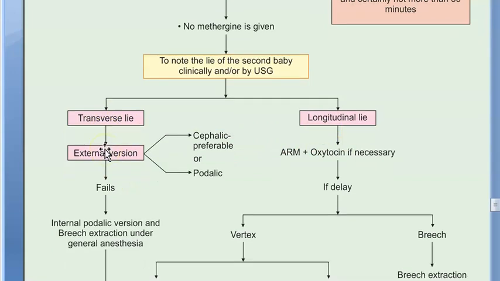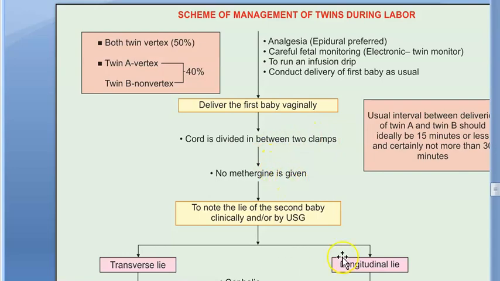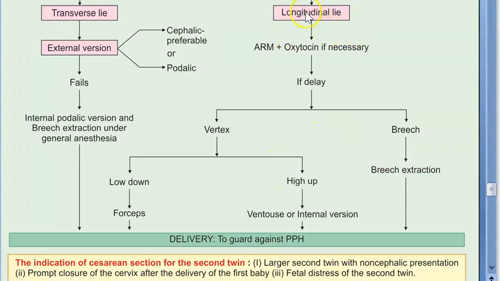Transverse lie is very difficult, isn't it? So they are doing a version. And then they are trying, anyways, we'll go this side. If it is a longitudinal lie, you will do artificial rupture of membranes for the second baby. Look at this, so it is diamniotic, I'm guessing. Then they are giving oxytocin if necessary. And if there is delay, they are using forceps or ventouse delivery.